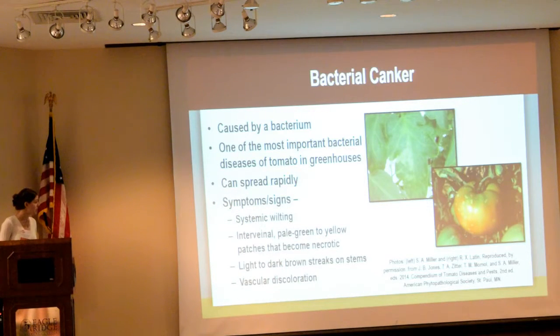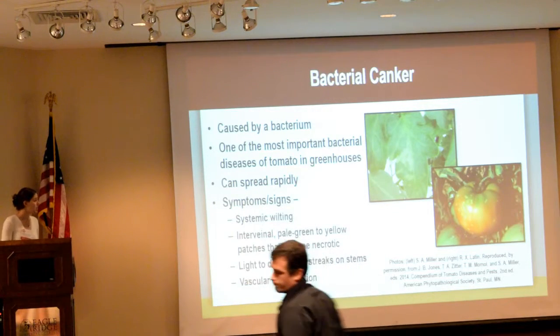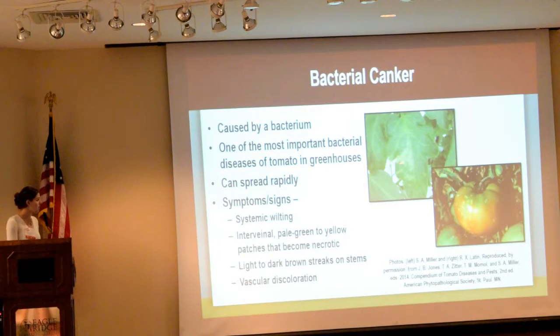It can spread rapidly, and signs and symptoms, you can get systemic wilting, or as you see in the top photo, intraveinal pale green to yellow patches that eventually become necrotic. You can have light and dark brown streaks on stems, and also vascular discoloration, and then on the fruit you can also get spots.